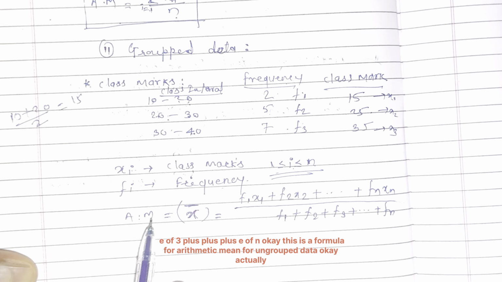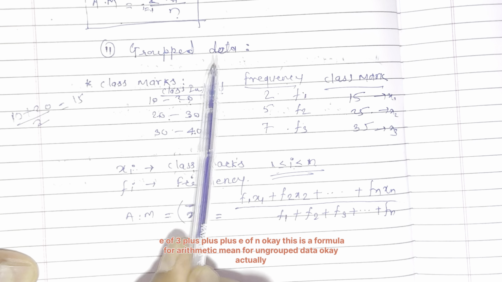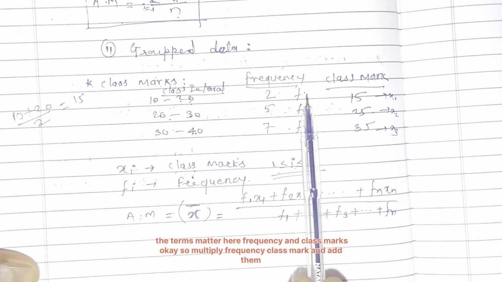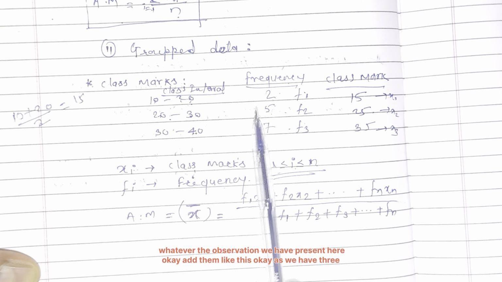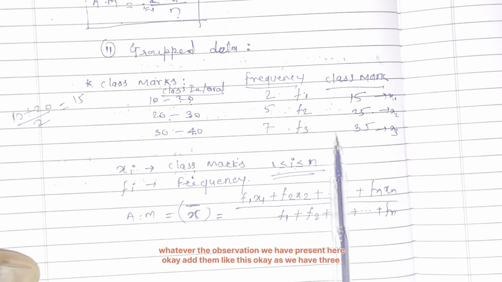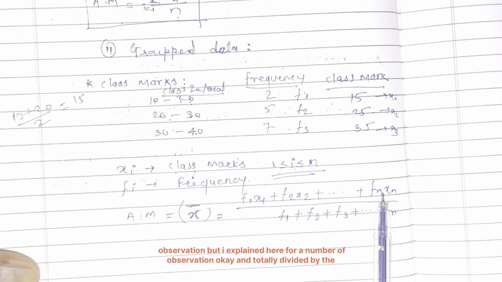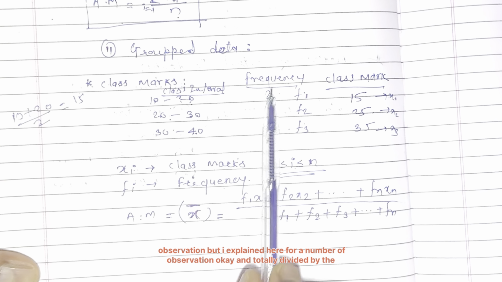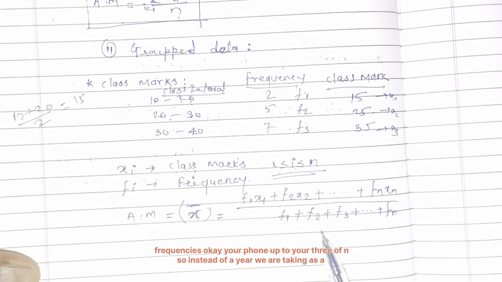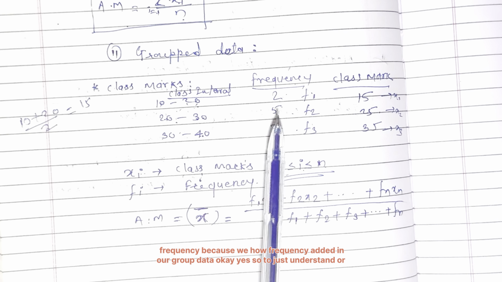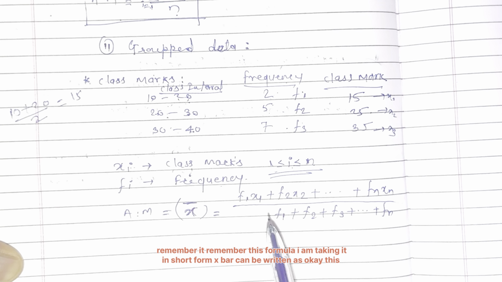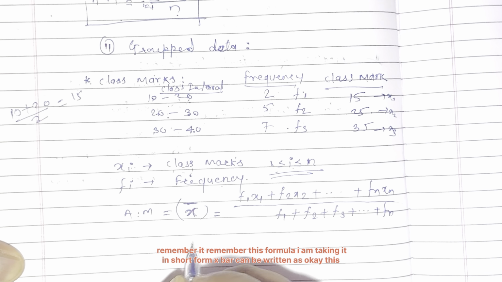Actually this is the formula for arithmetic mean for grouped data. The terms matter here, frequency and class marks. Multiply frequency and class mark and add them for whatever observations we have. I explained here for n observations, and totally divided by the frequencies f1, f2, f3, fn. Instead of n, we take the frequencies because we have frequency added in our grouped data. To remember it, I am taking it in short form.